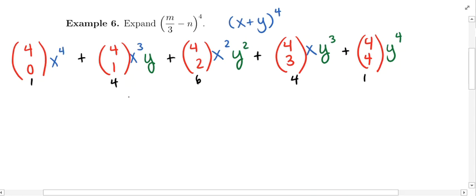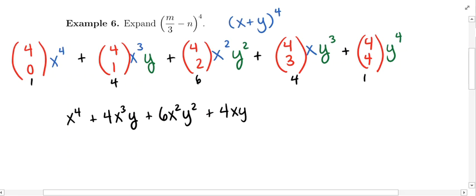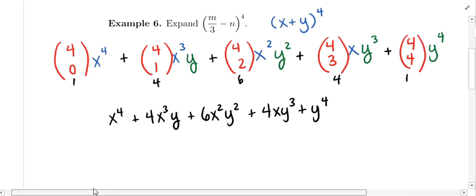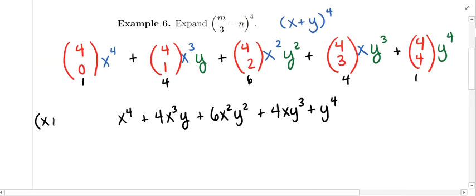Now I'm writing down the expansion for x plus y raised to the fourth power. This is going to be 1 times x to the fourth plus 4 times x cubed times y plus 6 times x squared times y squared plus 4 times x times y cubed plus 1 times y to the fourth. Again, this is the expansion for x plus y raised to the fourth power.